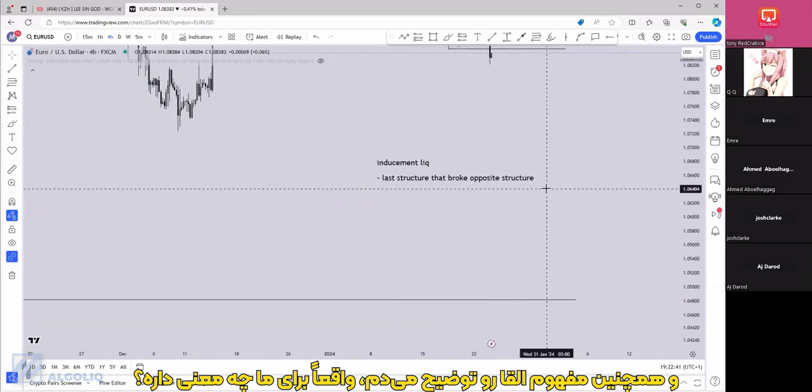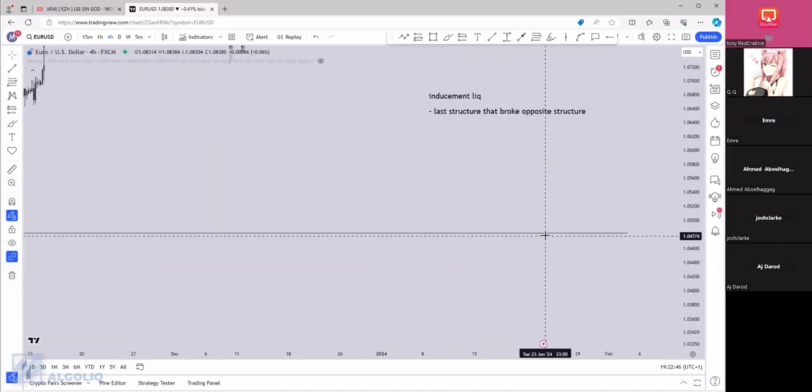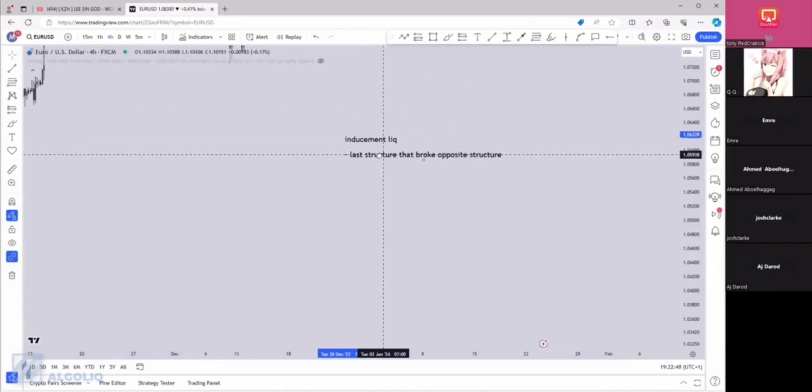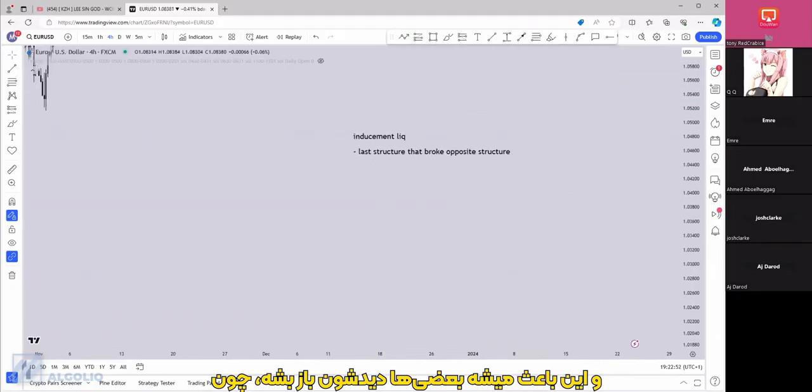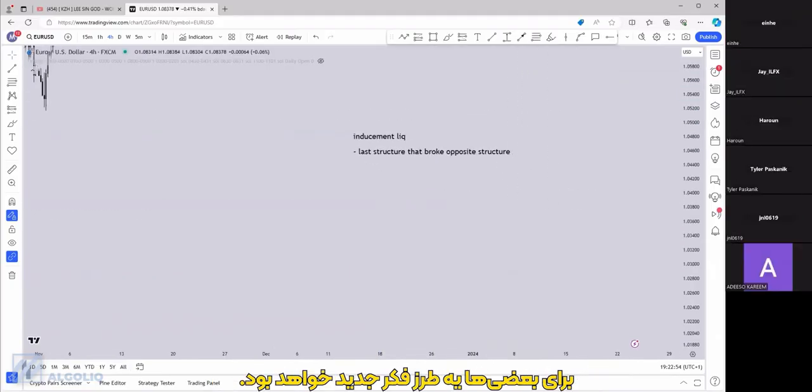And also explain the idea behind inducement. What does it really mean for us? And this will open some eyes, because this will be a new way of thinking for some people.